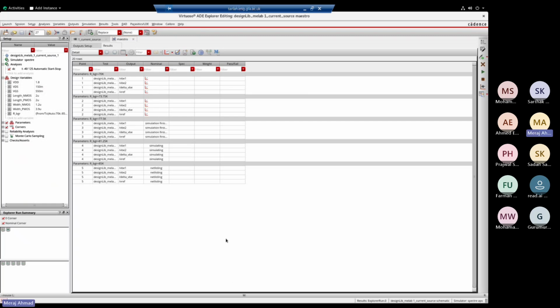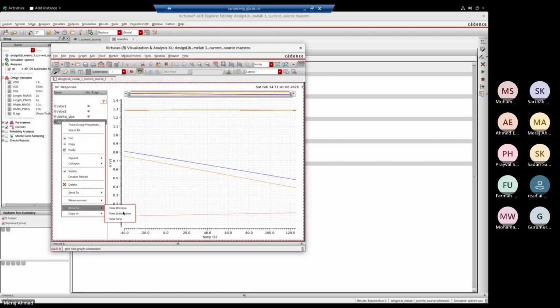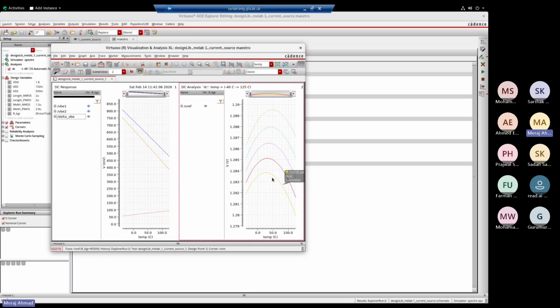While it is simulating, is there any question? Yeah, so this is how you see this. Sorry, Miraj, I have a question. When you are canceling the slopes, at what temperature were you doing so? Okay, so this slope is with respect to temperature.